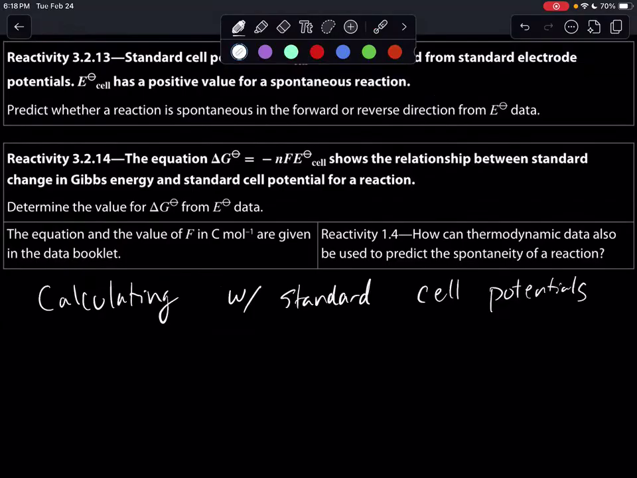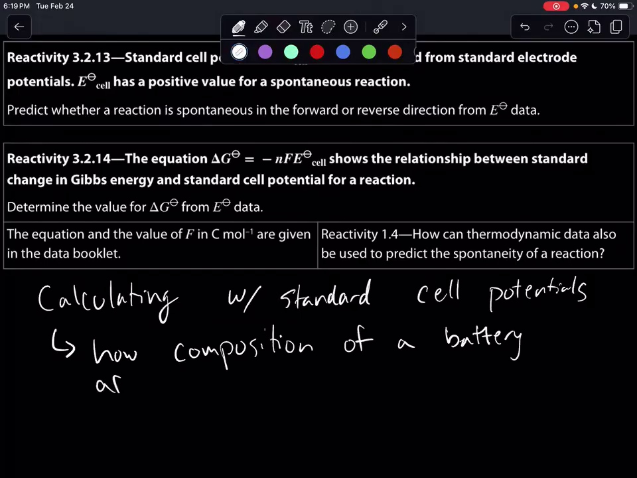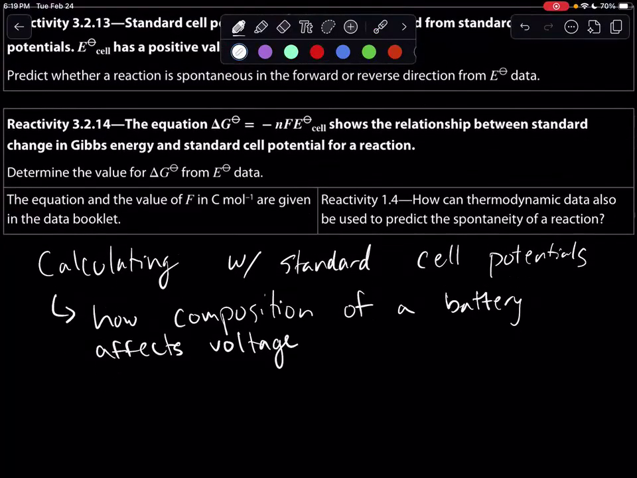So how do we actually do this? To do that, we're going to look at how the composition of a battery affects voltage. Now, we have learned that voltage can be affected by a number of things. For example, we can use concentration to change the voltage, making the favorable equilibrium push towards a stronger voltage. But the easiest way to affect voltage is straight up with the composition of that battery.